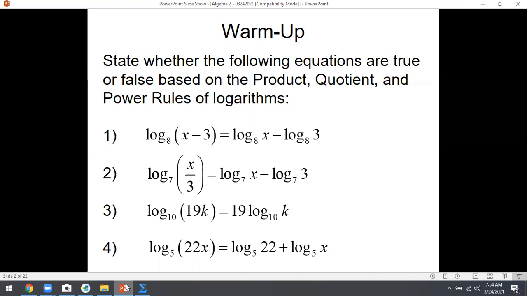Just because you see log, like if you see log of x minus 3, don't assume that you can do log of x minus log of 3. That's not a property. That's the number one thing I see go wrong on tests: kids will just make up their own rules about the logs and not be clear on what they can and can't do. So be very careful that you have these 3 down very, very well.